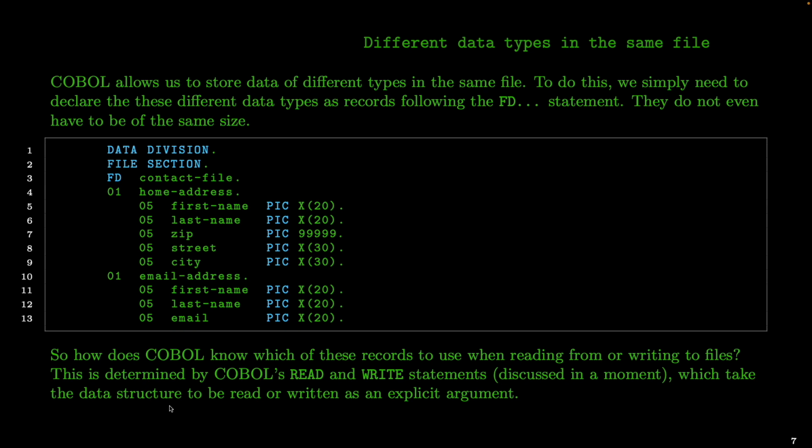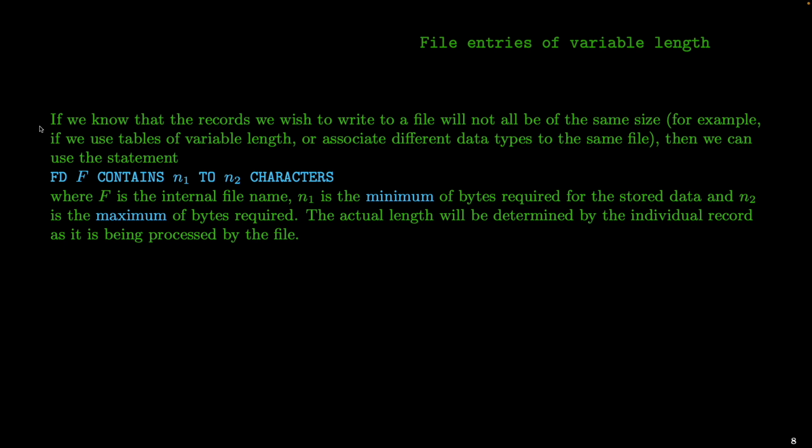Before I show you an example of that, I first need to explain a few of the file operations in COBOL. If we know that the records we write to a file will not be all of the same size, for example if we use tables of variable length, or as we've just seen, we associate different data types to the same file, then we can actually declare this to COBOL by including this line here in the FD statement: FD, internal file name, contains n1 to n2 characters. Here we're telling the file data structure that the size will be between n1 and n2 bytes.